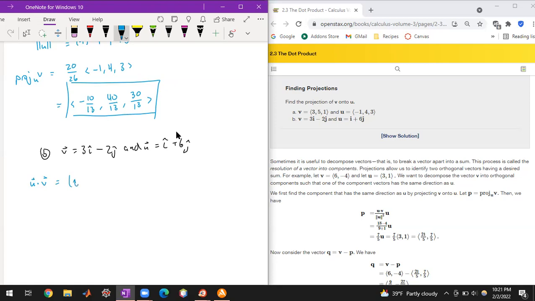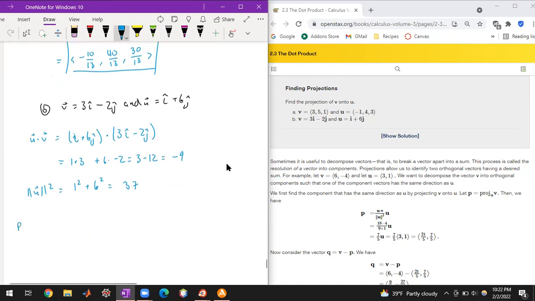is, right? This is what we're multiplying. The vector U times the vector V. And once again, we know we're just multiplying the components. So 1 times 3 plus 6 times -2, which is -9. All right. So then the magnitude of our vector U squared is simply the sum of the components of our vector U squared, which is 37.